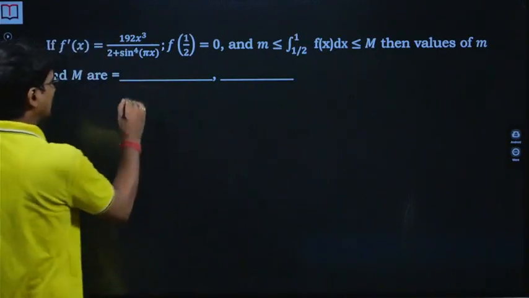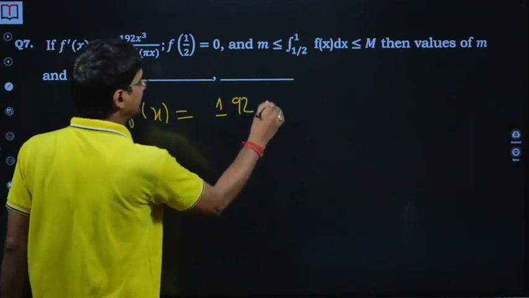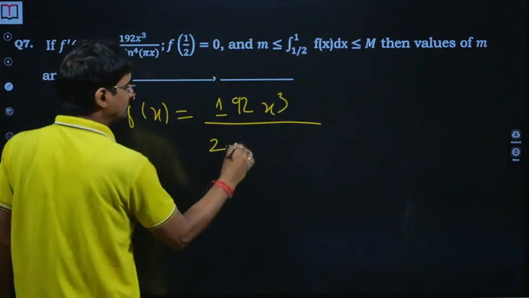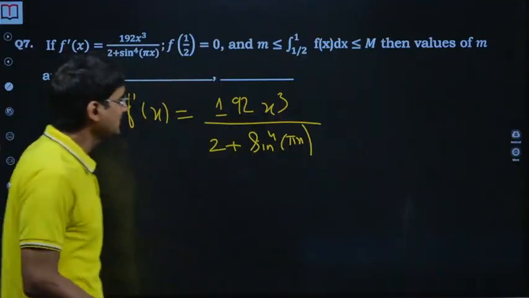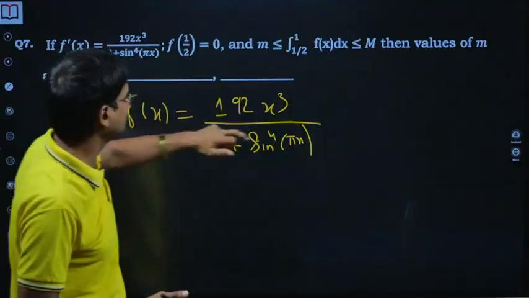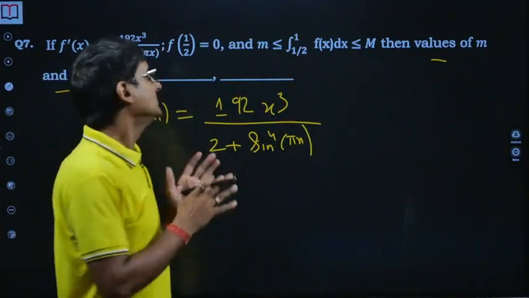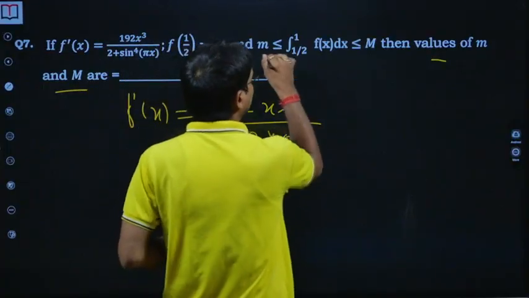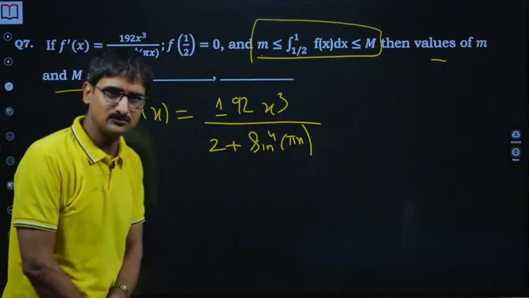Next question is, we are given f dash x is equal to 192 x cube upon 2 plus sine raised to the power 4 pi x. See, that was again an interesting question. Actually, I forgot this question, so I just left it as a capital M and a small m. So again that question I got as a doubt, bachon.